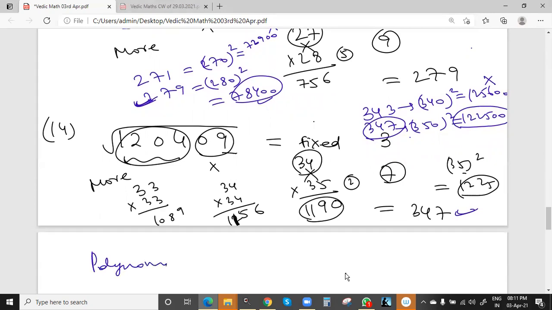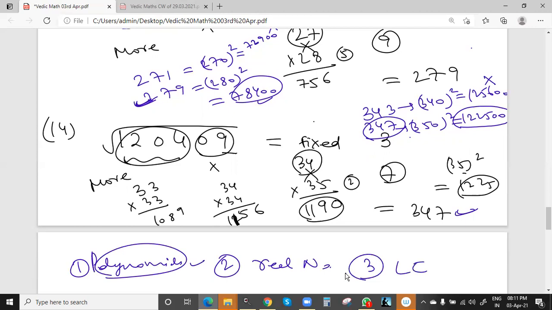Yes. Polynomials we will complete in the next 2-3 sessions. The last topic is only remaining. After that, we will start real numbers. Real numbers is the first chapter basically. Then the third chapter is linear equations in 2 variables. All the 3 chapters will be completed.